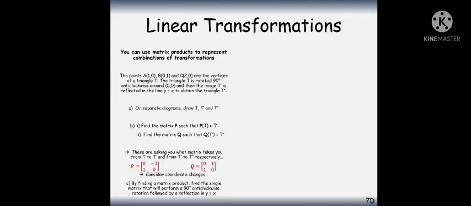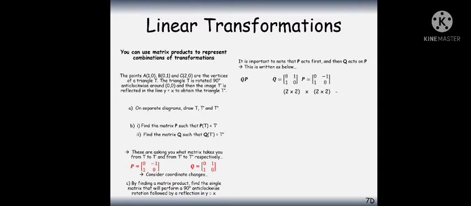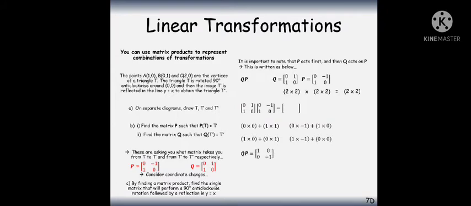Part C, by finding a matrix product, find a single matrix that will perform a 90 degrees anti-clockwise rotation, followed by a reflection in the line y equals x. So it's important to note that P acts first and then Q acts onto P. So QP is 2 by 2 multiplied by 2 by 2, which will give you 2 by 2 at the end. So multiplying rows and columns, pretty standard stuff now. Multiply that out, and I got (1, 0), (0, -1).